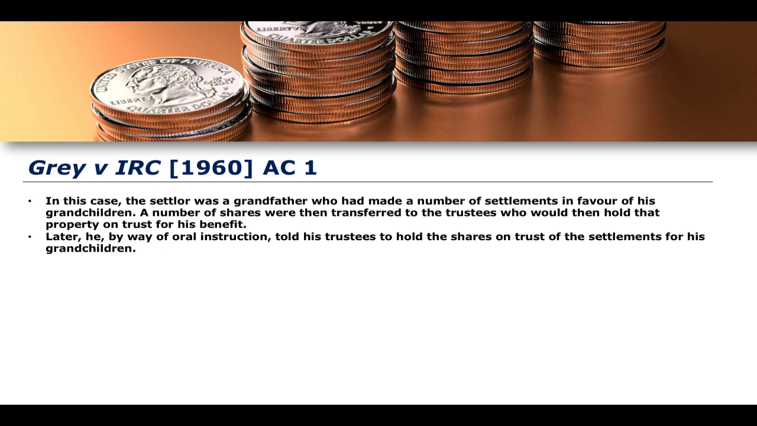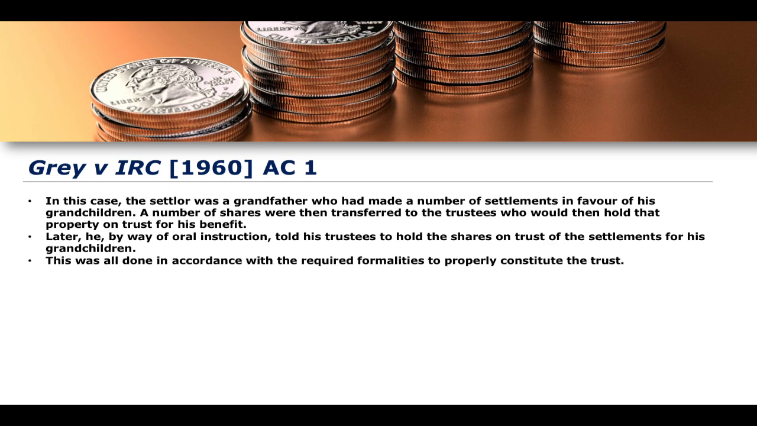Later, by way of oral instruction, he would tell his trustees to hold the shares on the trusts of the settlement for his grandchildren. This was all done in accordance with the required formalities to properly constitute the trust. So all of the formalities were in place, the constitution of the trust was perfected, and so on. All of those areas were at least done in accordance with those required formalities.